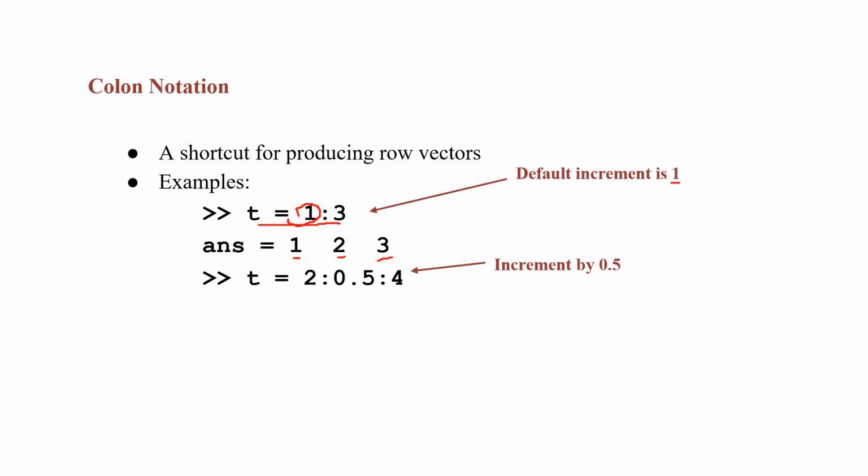Okay. If I want an increment value different from 1, I will have to use 2 colons. At the beginning, I must put the starting value. In this case, it's 2. Between the colons, I will put the increment value. It's 0.5 in this case. And finally, my limit, which is 4. So this will create an array starting at 2, then 2.5, 3, 3.5, and finally 4.